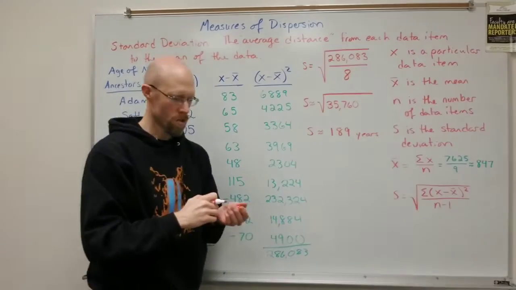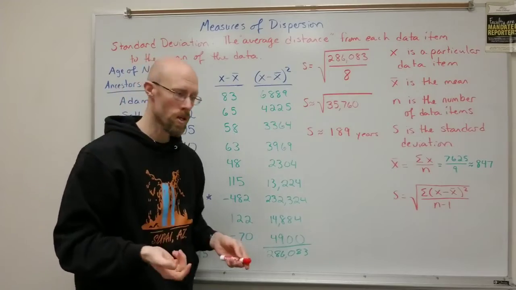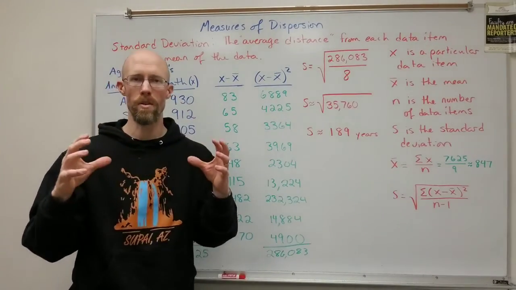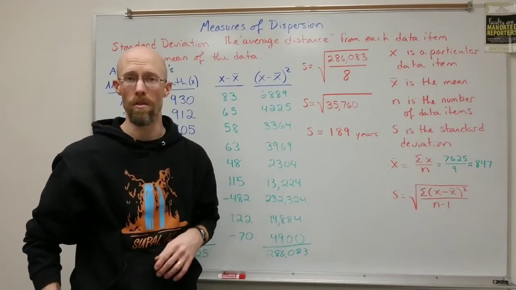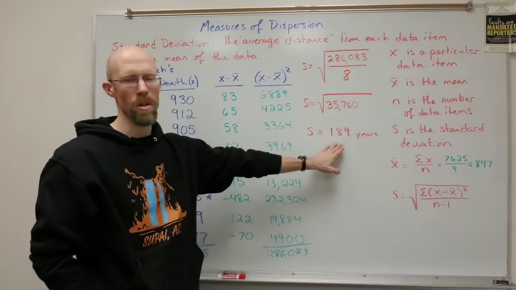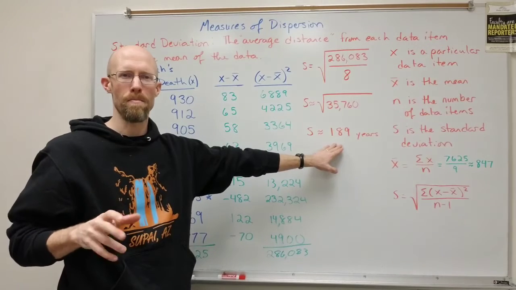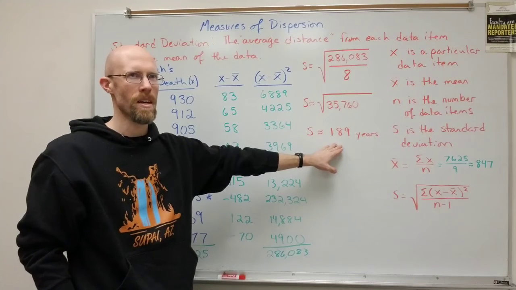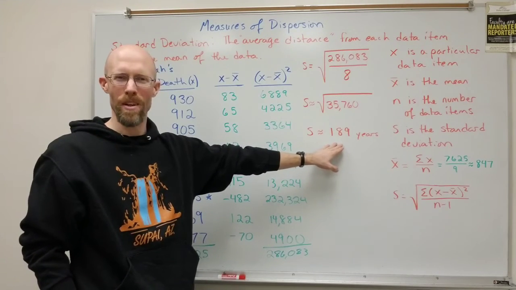Okay, so that gives us a measure of how spread out the data is from the center, from the mean, on an average. Now it's not really an average. When I say an average, I'm being very imprecise with that word, I guess.